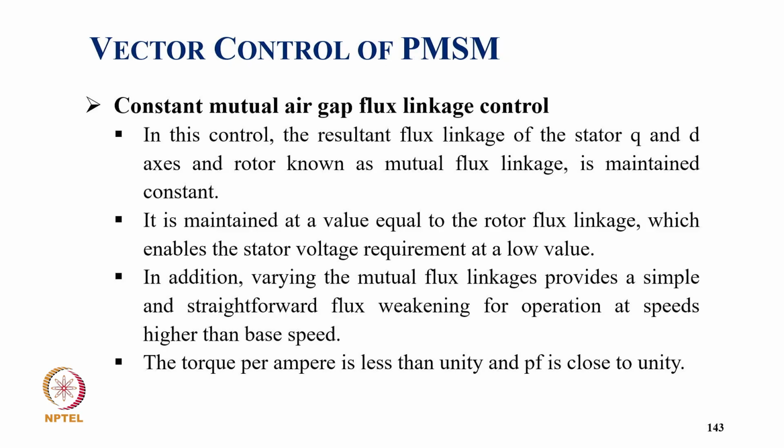Now coming to constant mutual air gap flux linkage control. In this control, the resultant flux linkage of the stator q and d axes and the rotor position, the mutual flux linkage, is maintained constant, at a value equal to the rotor flux linkage, which enables the stator voltage requirement to be at a low value. In addition, varying the mutual flux linkage provides a simple and straightforward flux weakening for operation at speeds higher than the base speed, and the torque per ampere is less than unity and the power factor is close to unity.